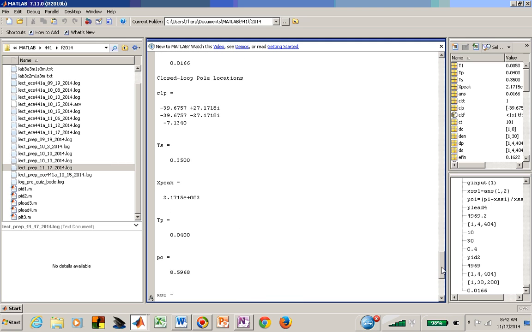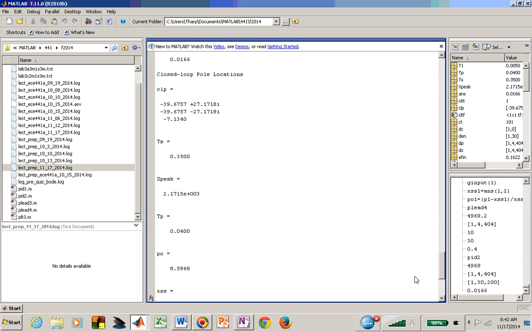This particular PID now says I have poles at minus 39 or minus 40 plus and minus j27. That gives me my zeta value that I wanted. My third pole is at minus 7. That's going to influence my slow behavior at the tail. My settling time is 0.35. My peak, I now have a percent overshoot of 8%. My peak was occurring at 40 milliseconds.